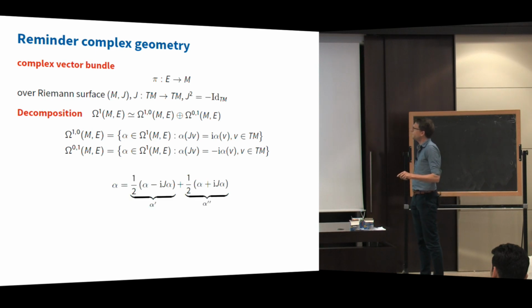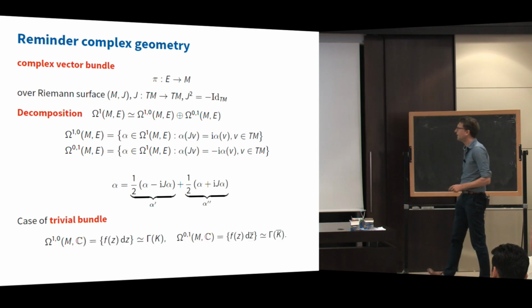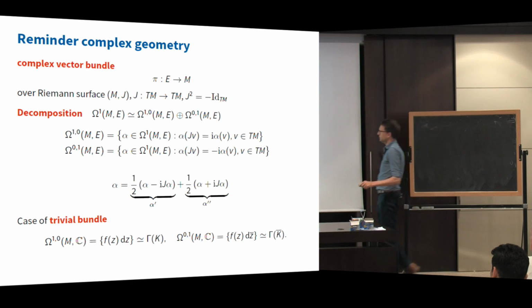And so every form can be decomposed into a 1,0 part and a 0,1 part. In the case of the trivial bundle, you get the usual complex valued forms. There's actually a typo here: I'm not suggesting that the 1,0 forms are holomorphic, so I should include a z bar here.